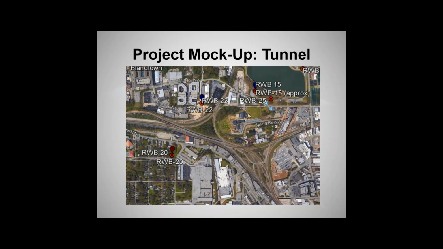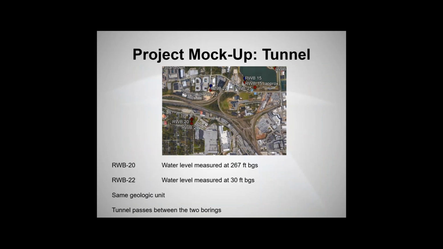So here's a project that we worked on. It's in Blandtown, USA. We have a couple of borings scattered around. At RWB 20 right here, we measure the water level at just under 270 feet. We've got RWB 22, and we measured the groundwater level at about 30 feet below ground surface. We're in the same geologic unit. At this point, just imagine you're early in design. We know that a tunnel is going to come between these two. Just looking at the water levels, you're like, something's going on through here.